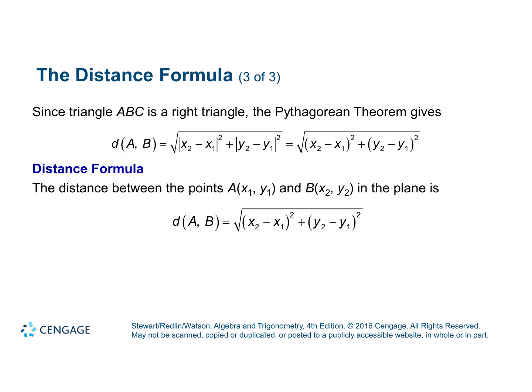So the distance formula is, since the triangle ABC is a right triangle, the Pythagorean theorem gives us that the distance of AB is x2 minus x1, squared, plus y2 minus y1, squared. Under the square root is going to be the distance.